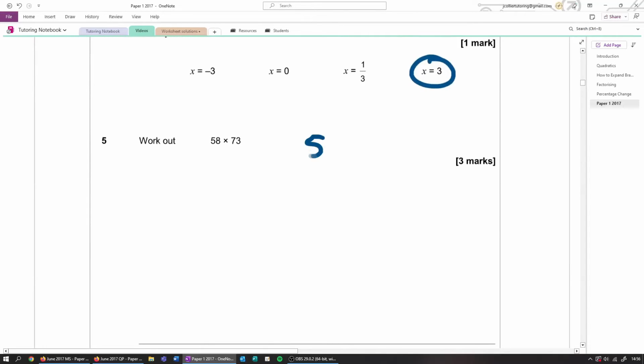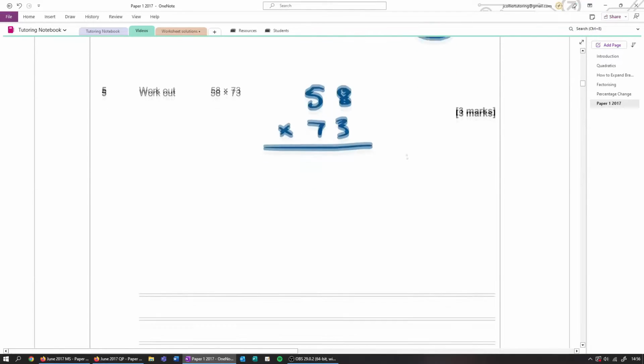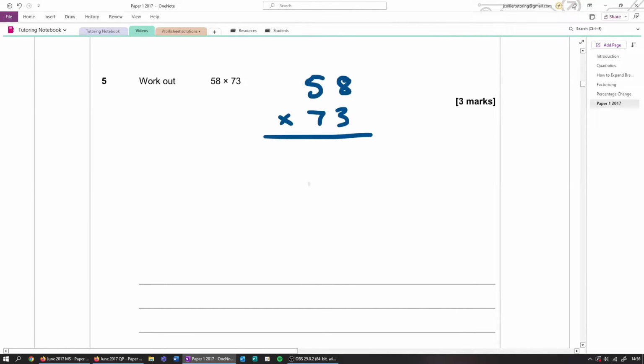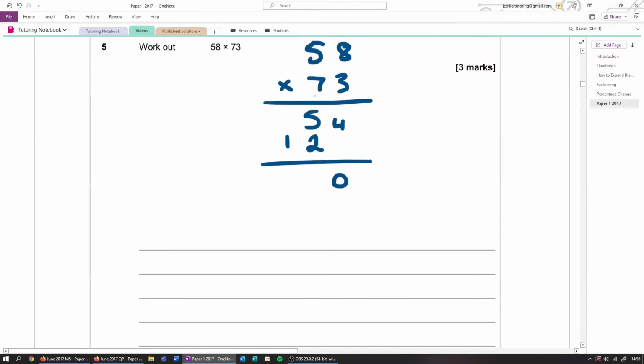Now, we've got 58 times 73. So let's do this multiplication. So we've got 3 times 8 is 24. 3 times 5 is 15. Now we put the line there, put a 0, and we do the same thing. 7 times 8 is 56, and 7 times 5 is 35.